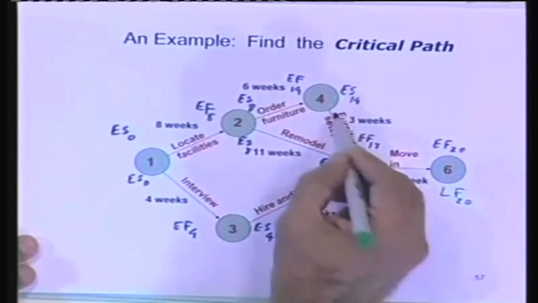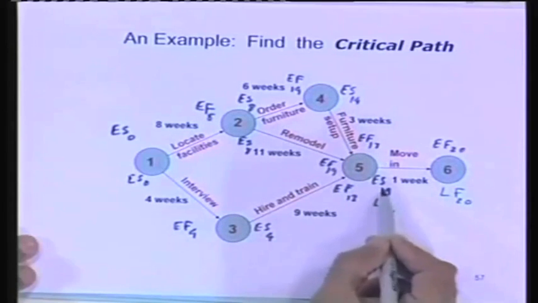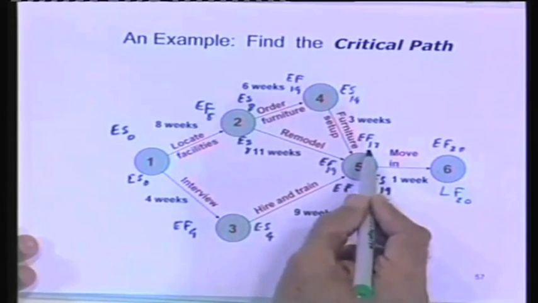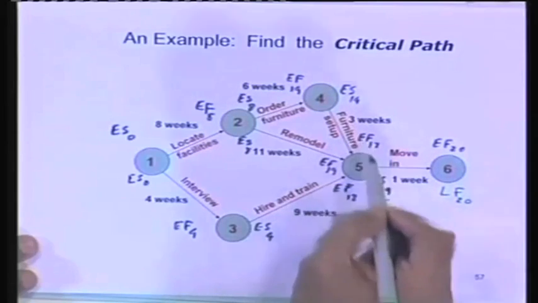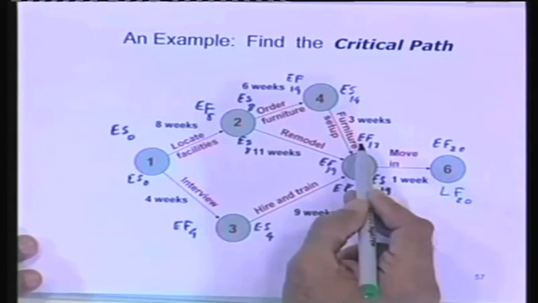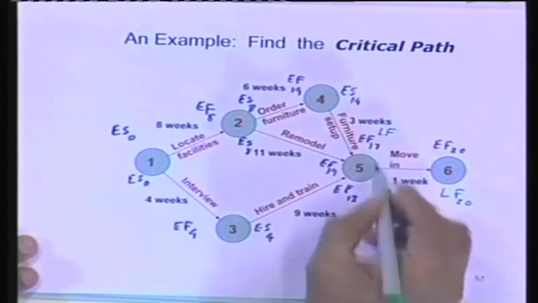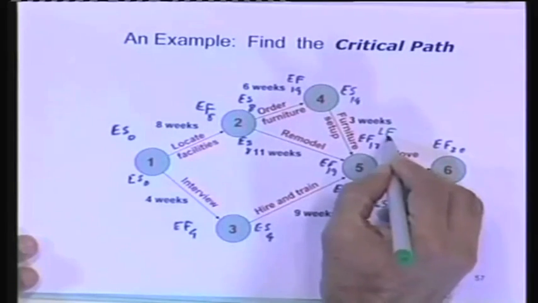Let me check now the latest finish for this task. The earliest start of the next one is 19. Even if I finish at 17, I've got some extra time there. So the latest finish is going to be when that one starts, that's all. There's no reason for me to start it any earlier. So latest finish is going to be 19 for this task.